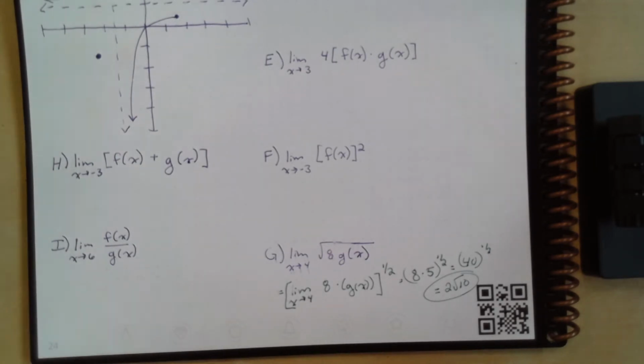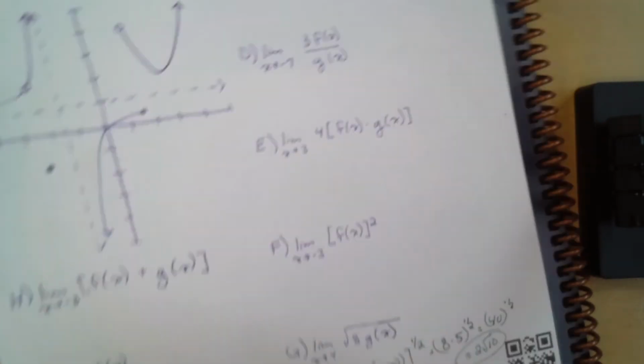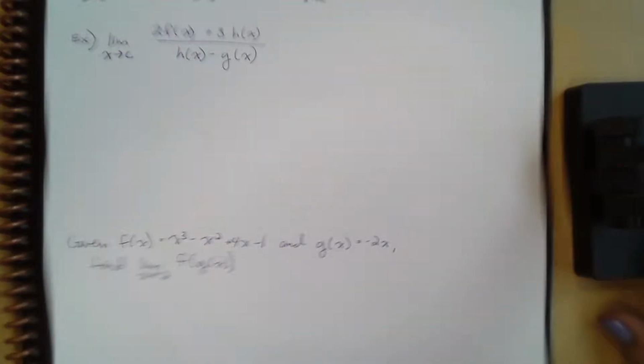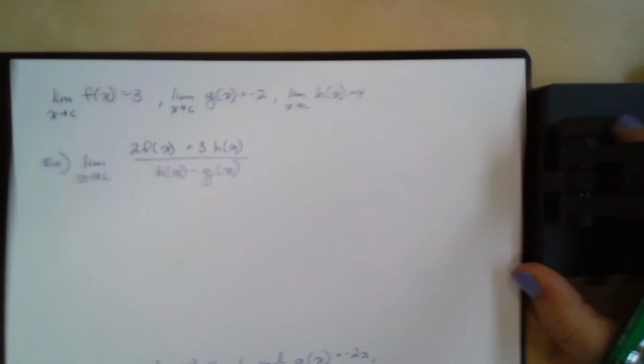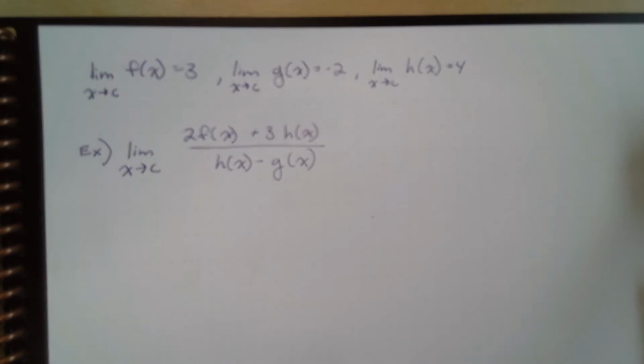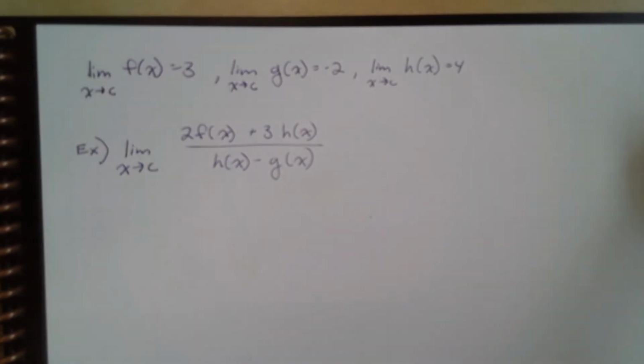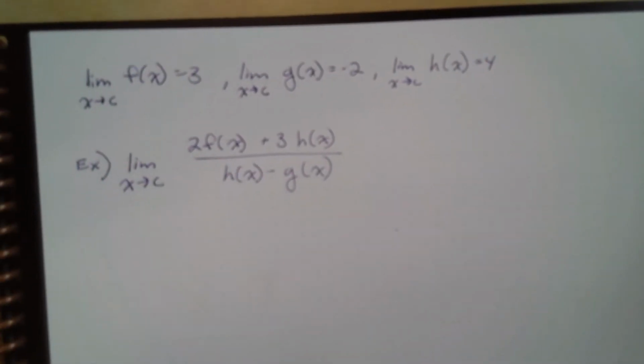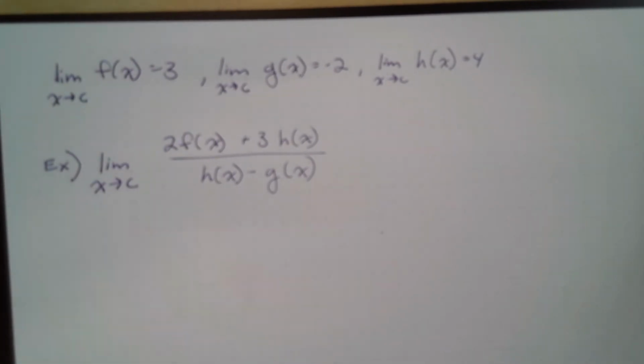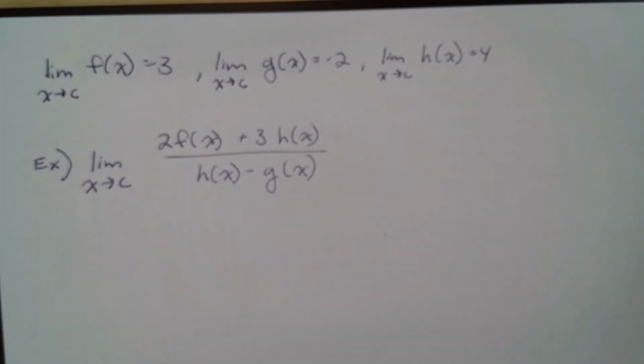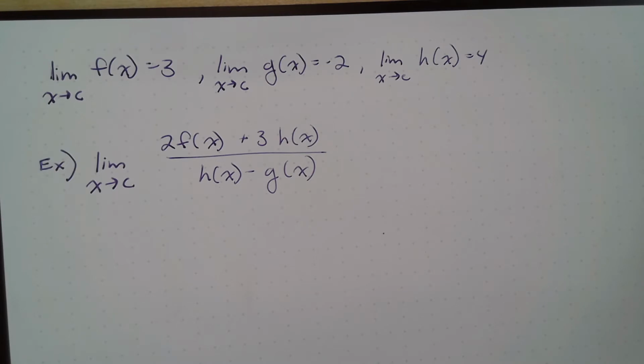So let's talk, and we can go over more in class if we need to. Let's talk some more about these types of problems. Now, what if we're not given a graph here? All right, we're given just the limit as x approaches c of f of x equals 3. The limit as x approaches c of g of x equals negative 2, and the limit as x approaches c of h of x equals 4. So we're asked to find the limit as x approaches c of 2 times f of x plus 3 times h of x over h of x minus g of x.